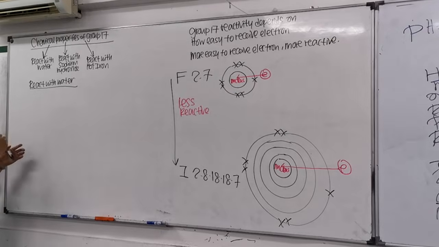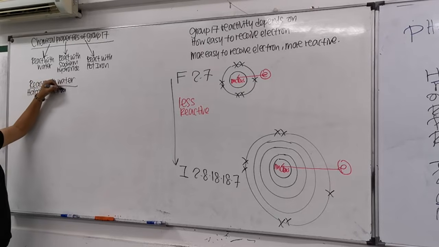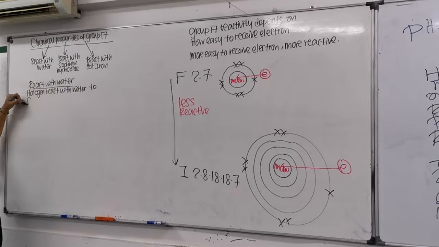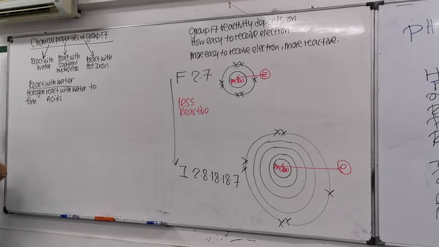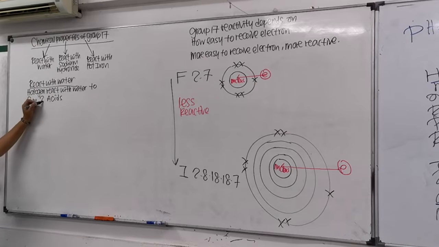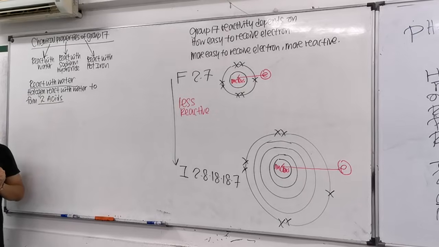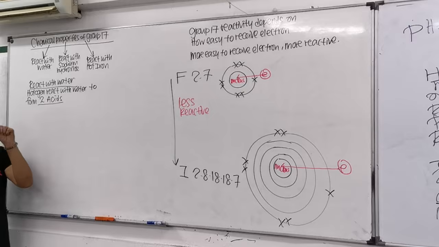Totally opposite. So when the halogen, when group 17, reacts with water, you will form acids. Why did I put S here? Because you form 2 acids. You form 2, not 1. Group 17 always loves to come in 2. That's why group 17 is diatomic. Di stands for 2.